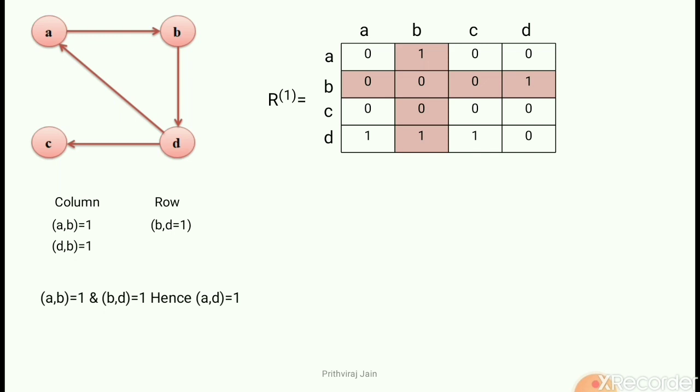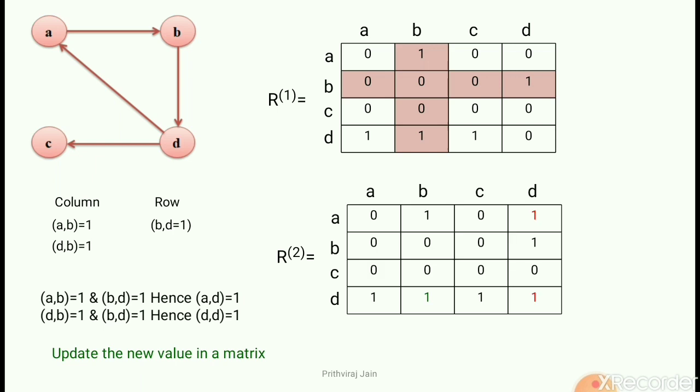In the first pair, a comma b equal to 1 and b comma d is equal to 1, then there exists a path from a comma d. So from a to d also there exists a path. So a comma d is equal to 1. So this is the first pair. And another is, if there is a path from D to B and from B to D, then there exists a path from D to D. So we will update this new value in the matrix. So new values have been updated successfully in the matrix, and we'll call this matrix R2.